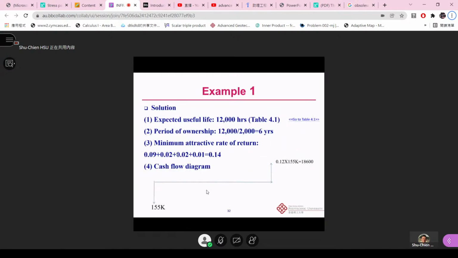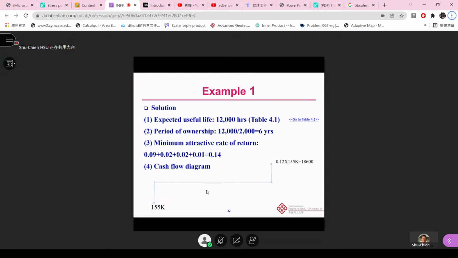All right, so that we have a quick solution here that we have expected useful life 12,000 hours. Remember that from table 4.1. Crawler tractor in average condition, we get 12,000 hours. So we can have the period of the ownership. We have the 12,000 divided by 2,000, so it should be 6 years.